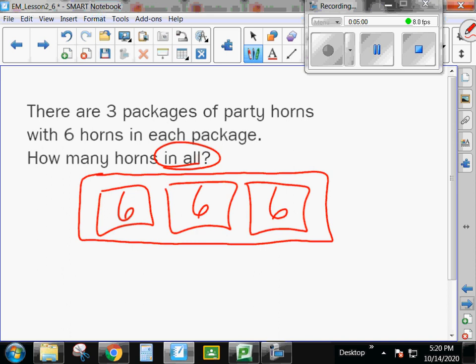Okay, I wonder how many of you wrote 6 plus 6 plus 6. That would be okay if you wrote that. I want to know how many of them all. I'm adding these all together. But what's another number model we could have written? How about 3 groups of 6? 3 times 6 is the same thing as 6 plus 6 plus 6.